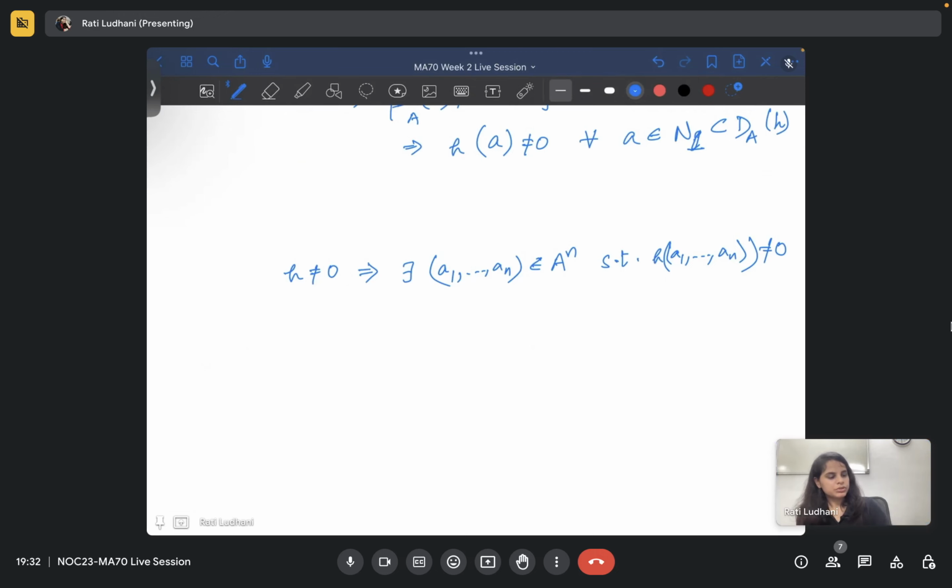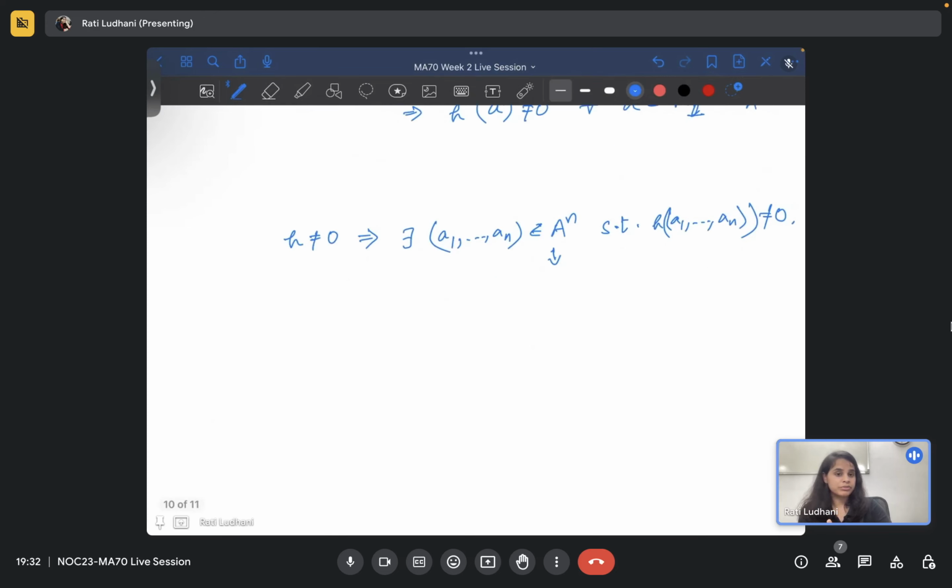You have this condition, and this is true because A is infinite. This is not true in a finite field. For example, you can have x raised to the power q minus x, where q is the cardinality of F. Then this is 0 for all the points, but the polynomial itself is non-zero. So this is not true for a finite field or ring, but it is true for an infinite one. That's why there will exist some a1 to an such that h of that point is non-zero, since A is infinite.